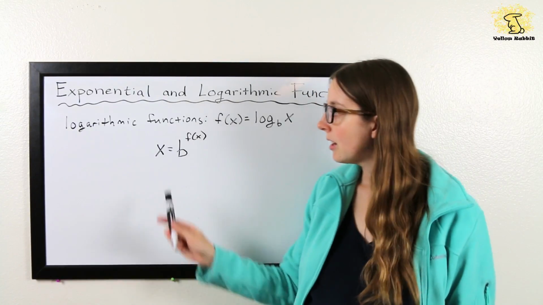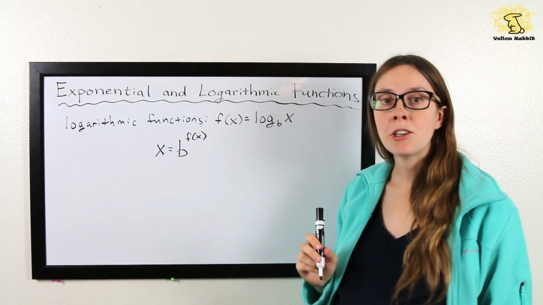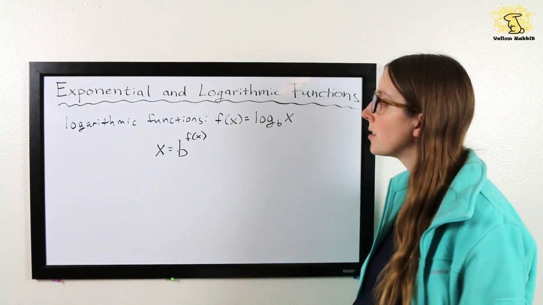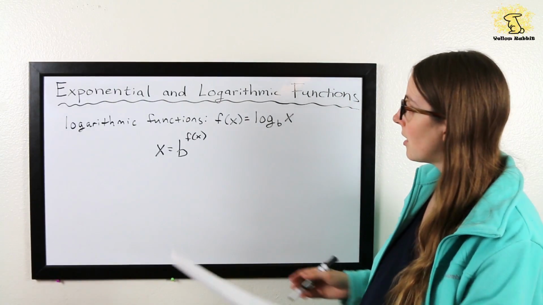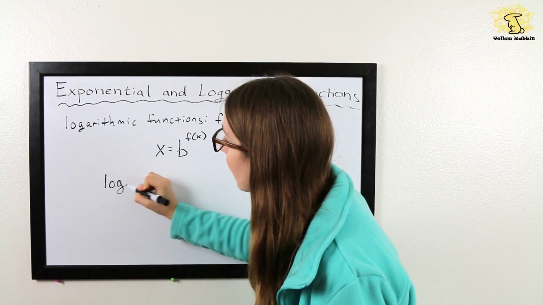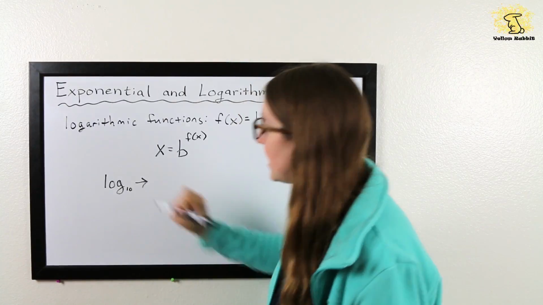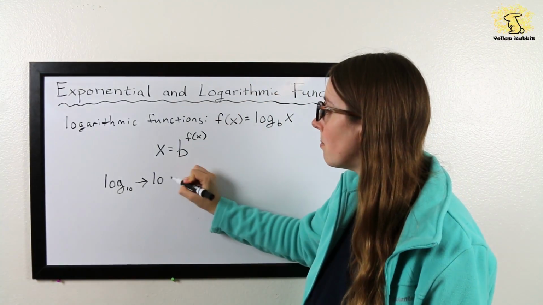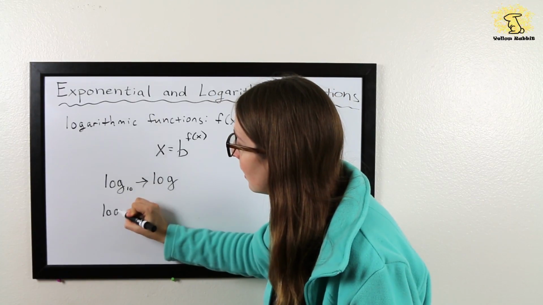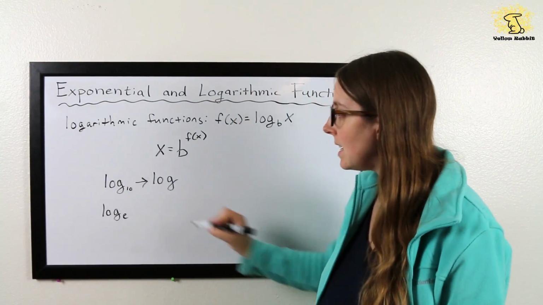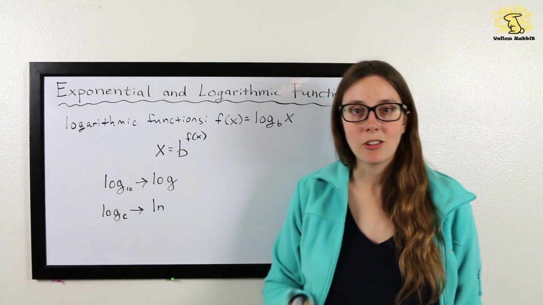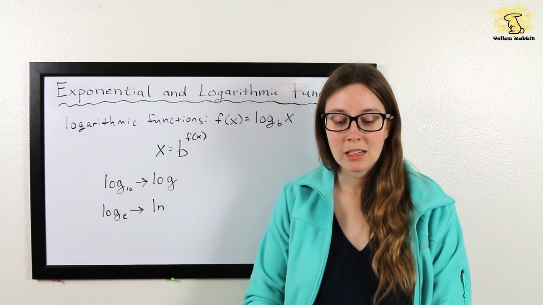The most common log bases, or values of b, that you'll see are 10 and e, that Euler's number that we saw before. And these are often abbreviated. If we were working with log base 10, you'll often see it simply written as log. Or if we were working with log base e, you'll often see it written as ln, natural log. We saw that in the previous practice problem.